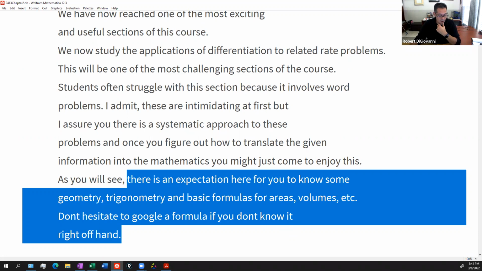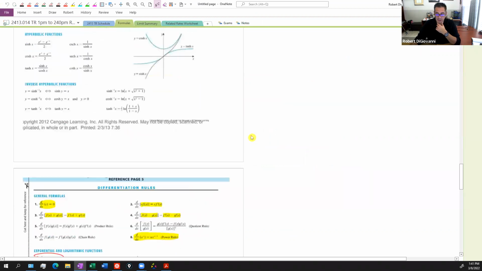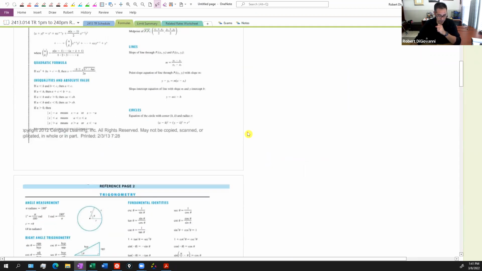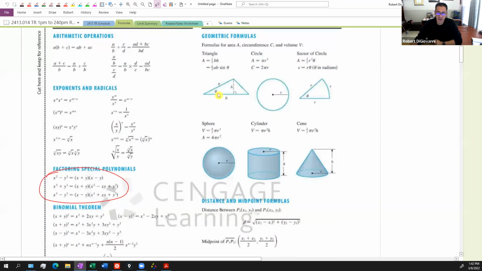And for things that you may not know, you need to know that your formula sheets do have some of your basic formulas. The very first reference page of your formula sheets has a triangle, circle, and an area of a sector of a circle. It gives you formulas for area, circumference. For a sphere, that's three-dimensional, they give you volume and area. For a cylinder, volume. For a cone, volume. You just need to know that all these are here because we're going to need them. Along with other things like the area of a rectangle, basic stuff you should know.